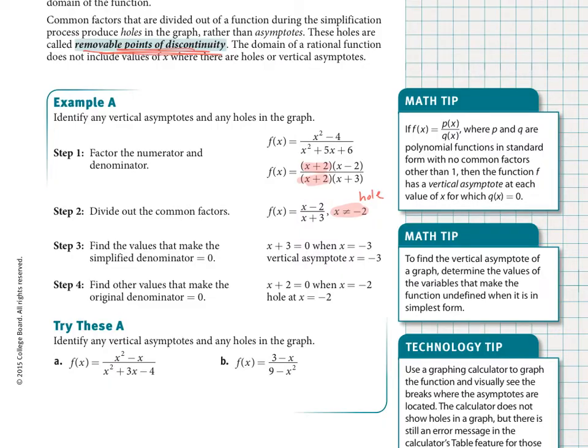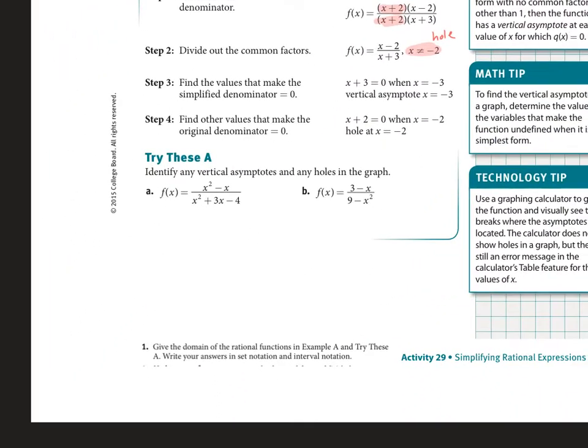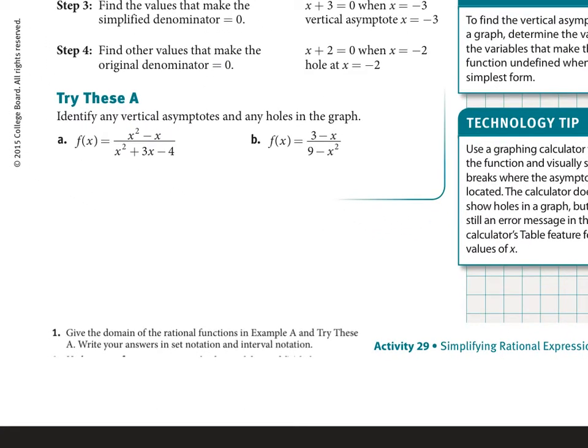So let's go ahead and take a look at try these A and B. You can go ahead and click pause here if you want to factor these on your own, and then check your work against mine, and we'll kind of identify these holes and vertical asymptotes from there. So pause and try them on your own.